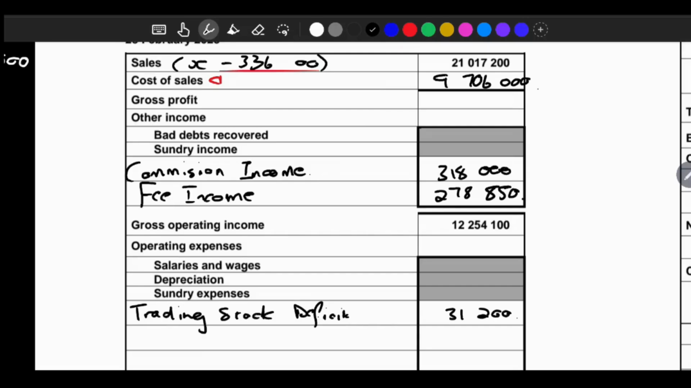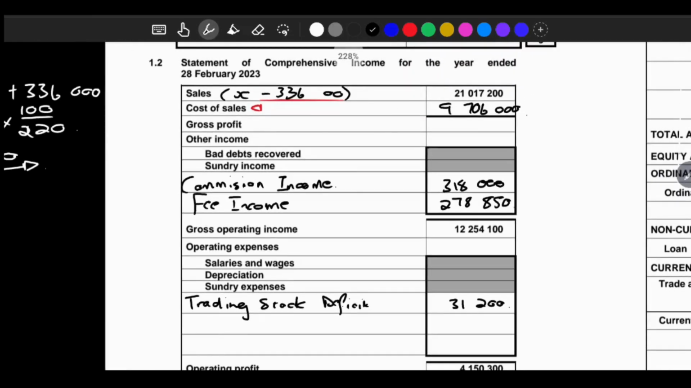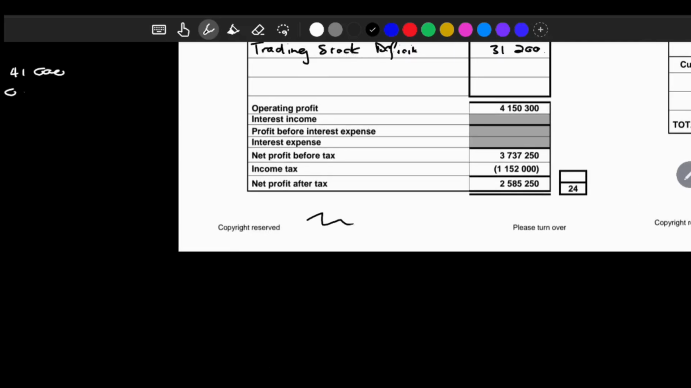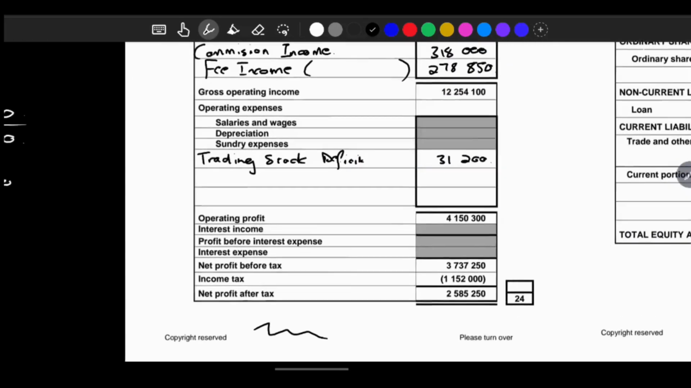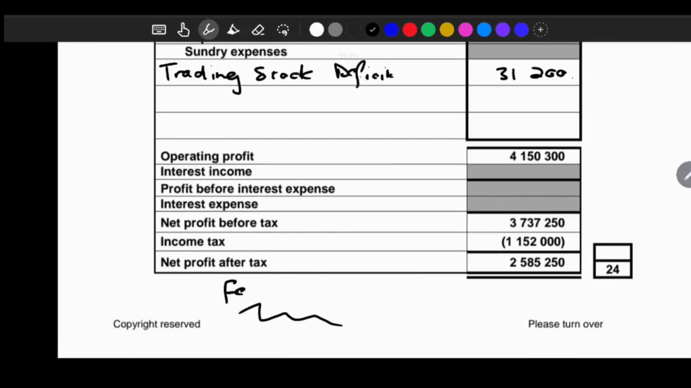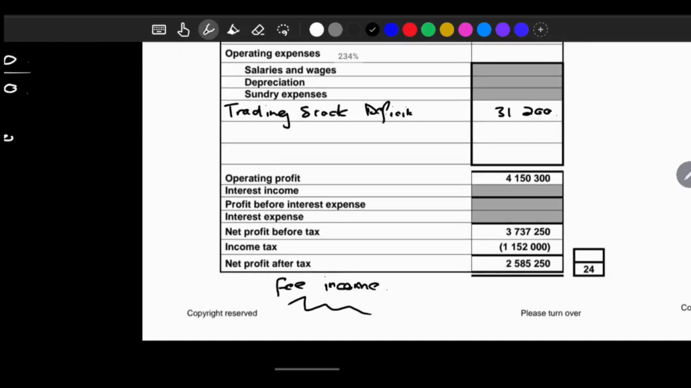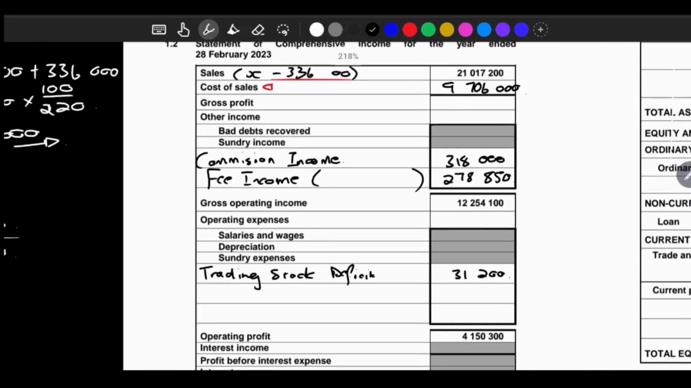278,850, right? Ideally, if you have enough space, please just do your calculations there, or try to do it at the bottom here somewhere on the page, right? And just reference it and say fee income, this was the calculations, right? Teachers tend to perhaps give you marks for your calculations. Yeah, so just put everything on the paper and let the marker figure it out, right?